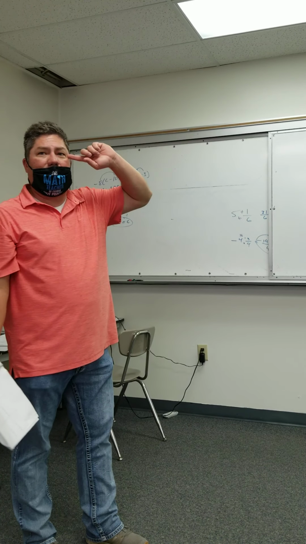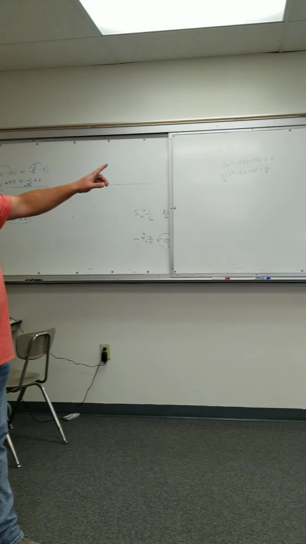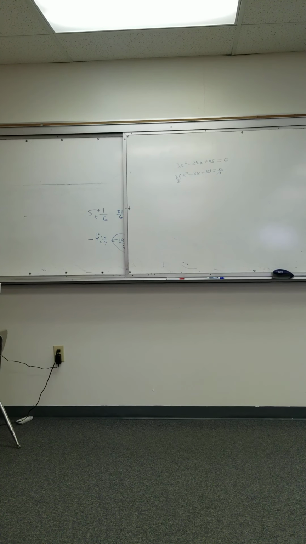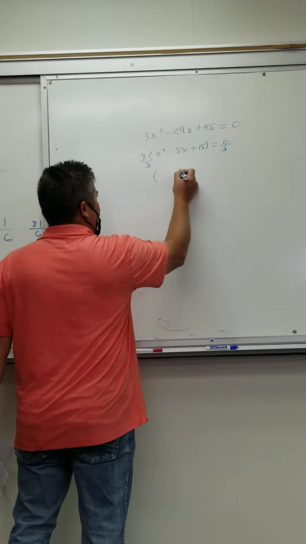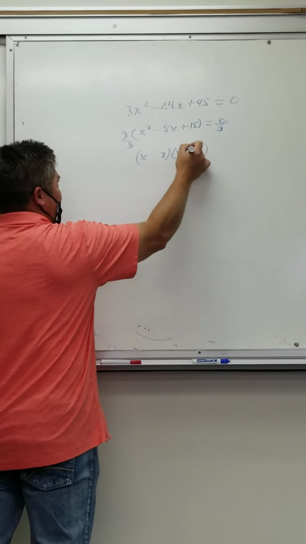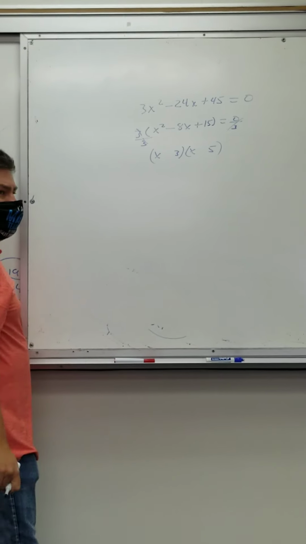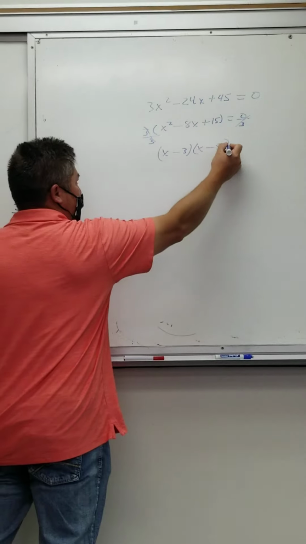So reading it backwards, think in your brain, everybody think, what multiplies to be 15 and adds to be 8? Autumn, what is that? What multiplies to be 15 and adds to be 8? 3 and 5. So I just set up 2 parentheses, x and x. 3 and 5, it's a sum, so the signs are the same. Both of them are what? Negative. Equals 0.